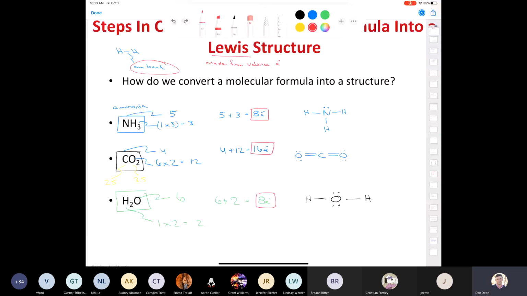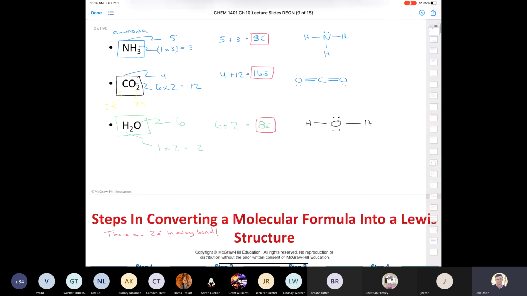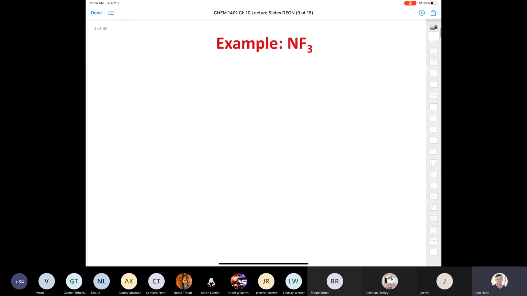Okay, yes. Sometimes you will have to use trial and error, and you will have to have an eraser. I wouldn't be messing around with Lewis structures with ink. I would use a pencil. Okay, well, let's try another example.